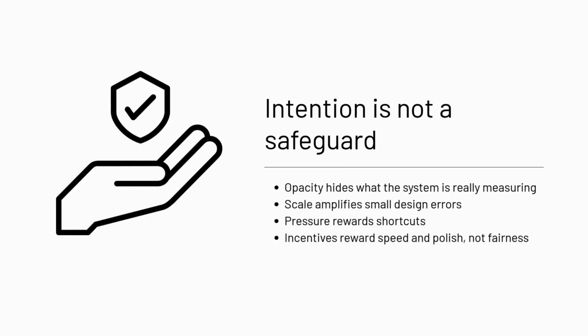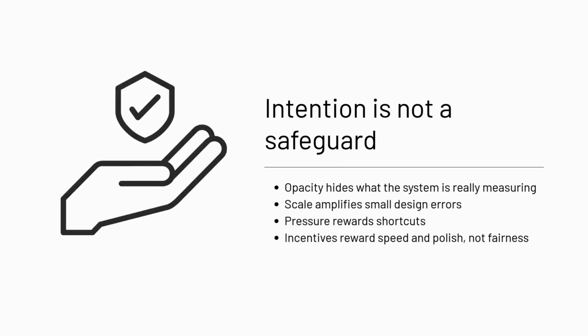We just saw what happens when a reasonable shortcut gets treated like reality. No one had to be malicious. A design choice interacted with unequal conditions, then scaled. Opacity is the accelerator. Most users never see the proxy, they just trust the output. Then scale turns a small design error into a widespread pattern, and pressure keeps the shortcut in place because it's fast and measurable. When incentives reward speed and polish over fairness, intention is not a safeguard. We need controls that change outcomes and make problems easier to detect.